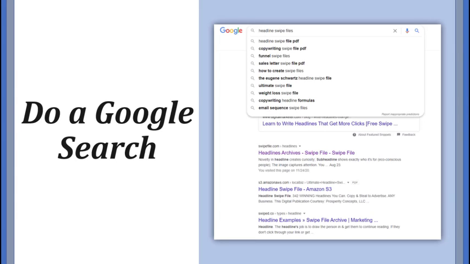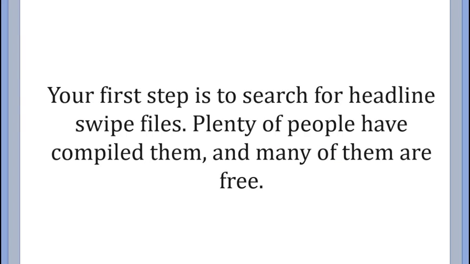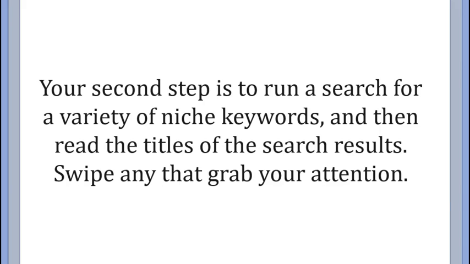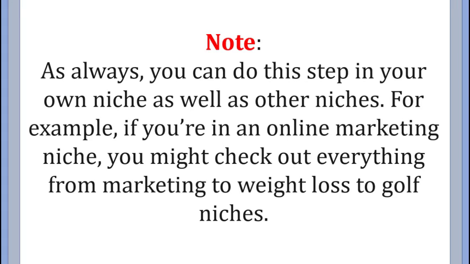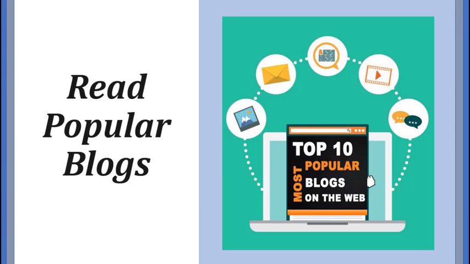Do a Google search. Your first step is to search for headline swipe files. Plenty of people have compiled them, and many of them are free. Your second step is to run a search for a variety of niche keywords and then read the titles of the search results. Swipe any that grab your attention. As always, you can do this step in your own niche as well as other niches. For example, if you are in an online marketing niche, you might check out everything from marketing to weight loss to golf niches.